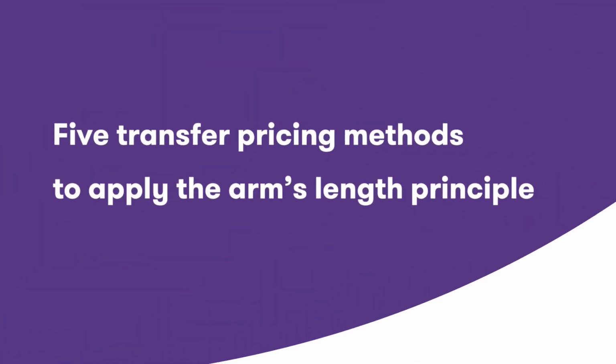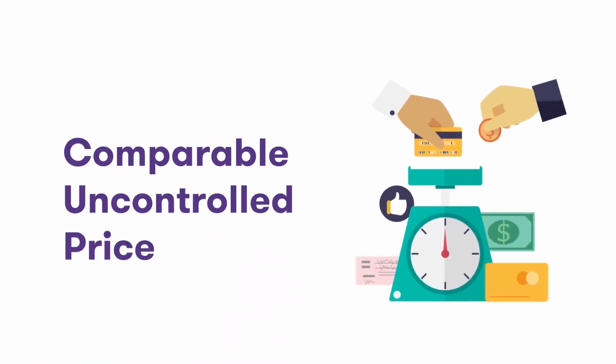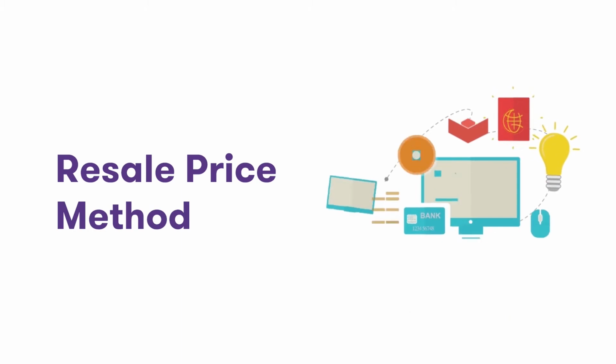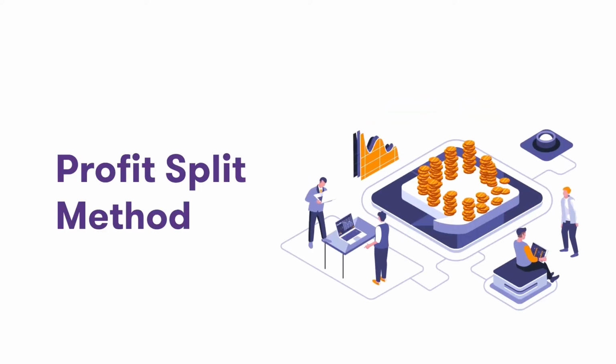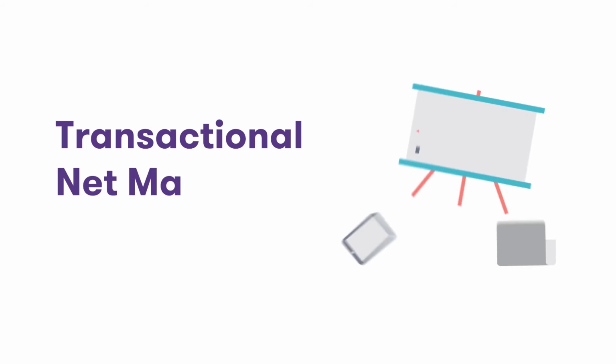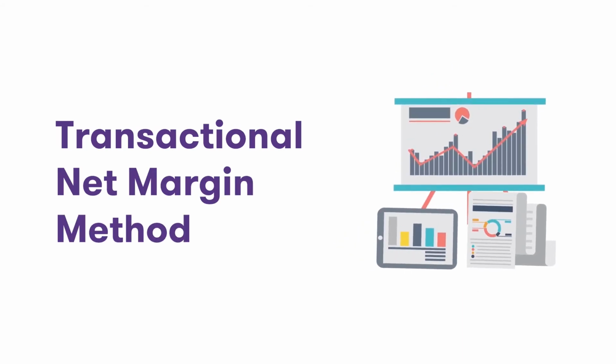There are 5 transfer pricing methods to apply the arm's length principle. Comparable uncontrolled price, resale price method, cost plus method, profit split method, and transactional net margin method. The method that provides the most reliable measure of an arm's length result shall be used.